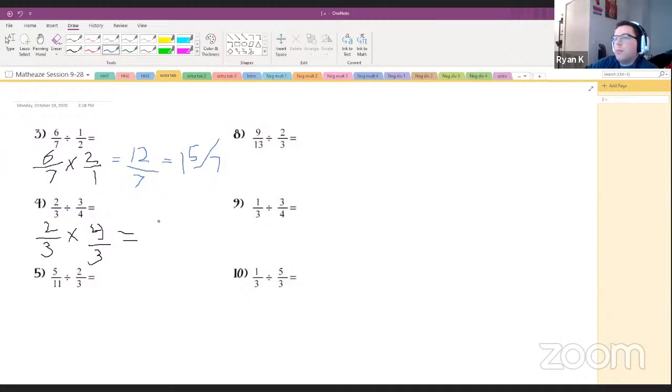Got 2 times 4, which gives us 8, and we've got 3 times 3, which gives us 9. I don't think we can reduce it any further, so we'll leave it like that. Moving on to number 5.